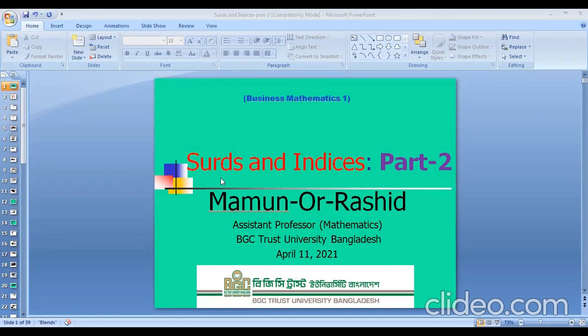Today we'll start the first chapter, part 2, surds and indices. In our previous lecture, we studied surds and indices and discussed different kinds of formulas to solve different kinds of problems of surds and indices. So today we'll start another chapter.